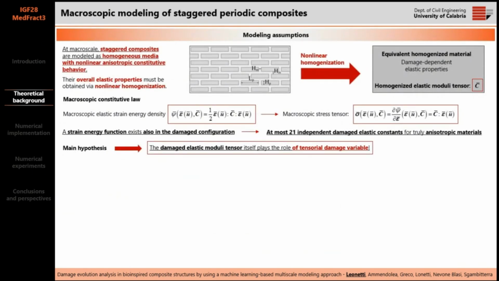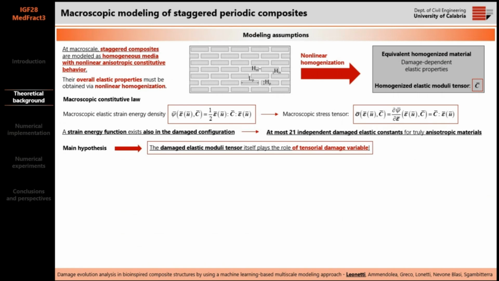Conversely, at the macroscopic scale, nacre-like composites are modeled as anisotropic homogeneous material. So they possess a nonlinear anisotropic constitutive behavior, which has to be homogenized using some kind of homogenization method. In the present work, we assume the existence of a strain energy function also in the damaged configuration, that is at fixed damage, in such a way that at most 21 independent damaged elastic constants will be used for modeling a truly anisotropic behavior.